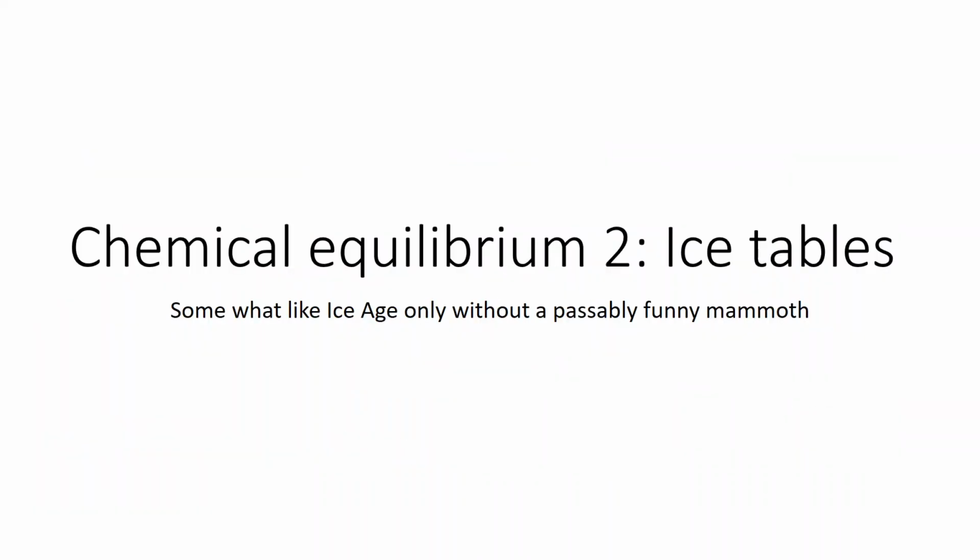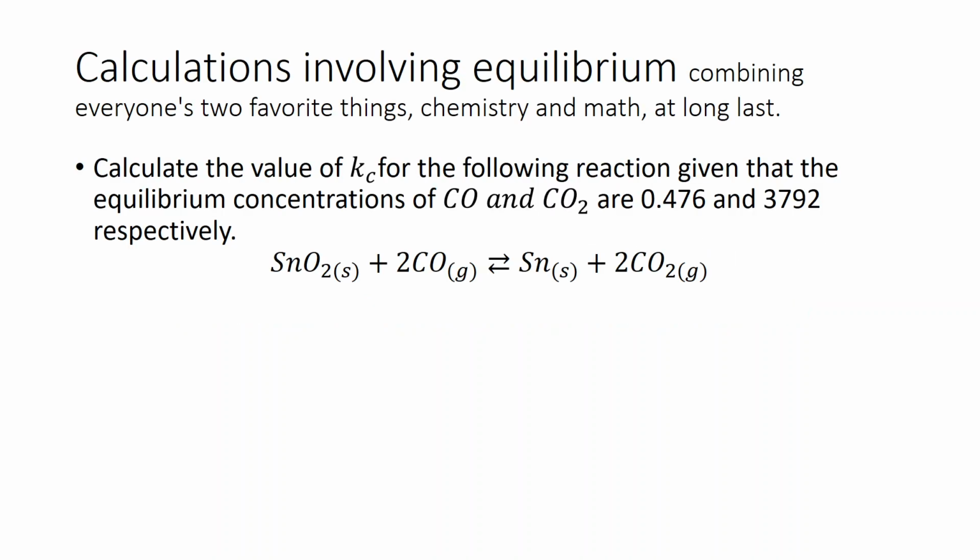All right, so here we are for the second part of chemical equilibrium, where we are going to talk about some ICE tables. The first thing we're going to do is start out with a fairly simple calculation of our equilibrium constant for the reaction below, given the concentrations listed in the question.